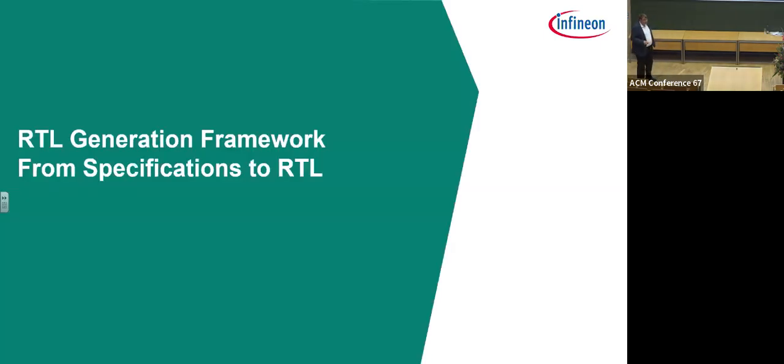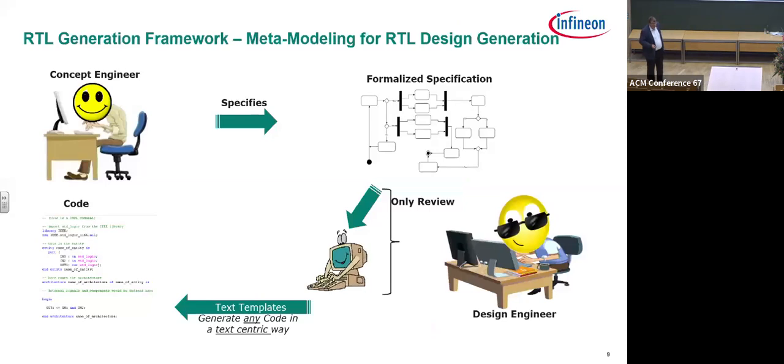Now, some words about our generation framework, and how we get to our designs and where we want to optimize. Our workflow is that we come up with a more formalized specification. That means we specify properties of a design which we want to have. These properties control templates, and with the templates we generate code.